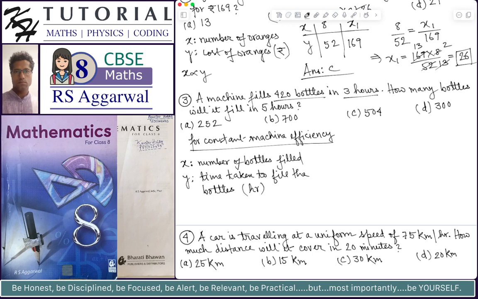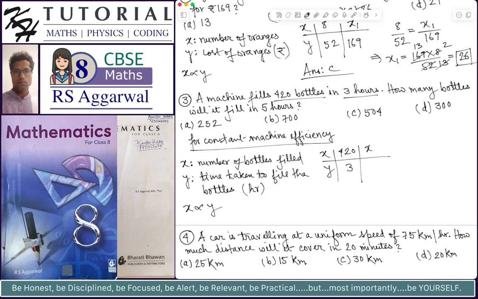So definitely, if there are more number of bottles, the time taken will be more, because the efficiency of the machine is fixed. That is, the number of bottles it can fill in 1 hour is fixed. So if there are more bottles, time will be more. If there are less bottles, time will be less. So clearly, X is varying directly with Y. Now if we create a table of X and Y, it is given that 420 bottles is filled in 3 hours. Now it is asking how many bottles it will fill in 5 hours.